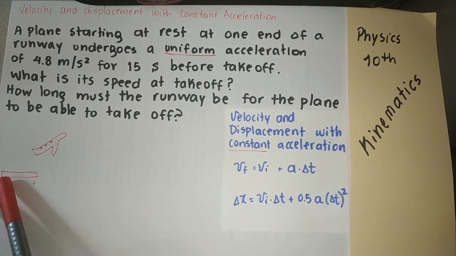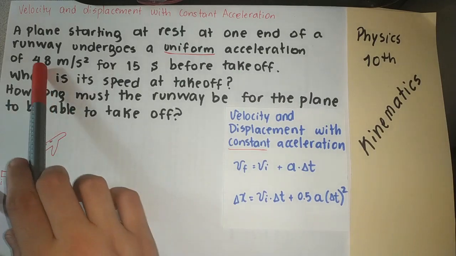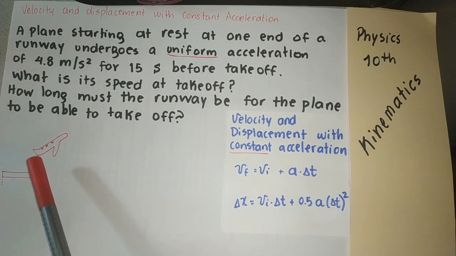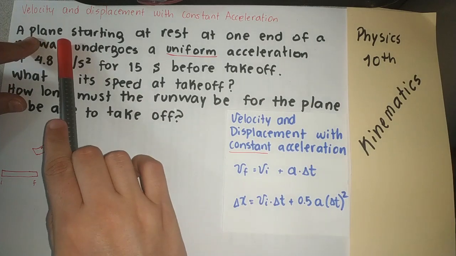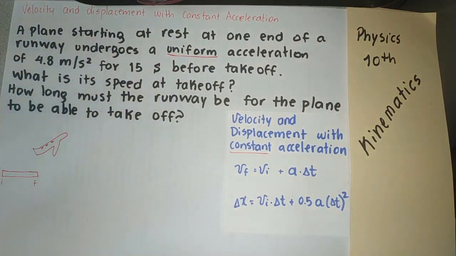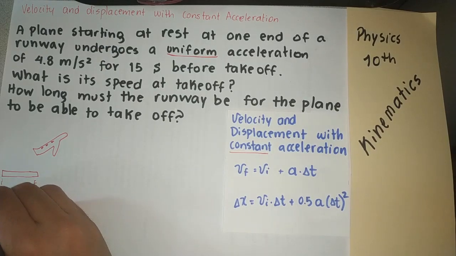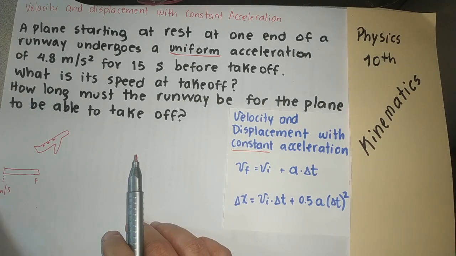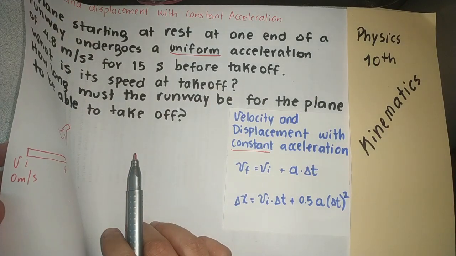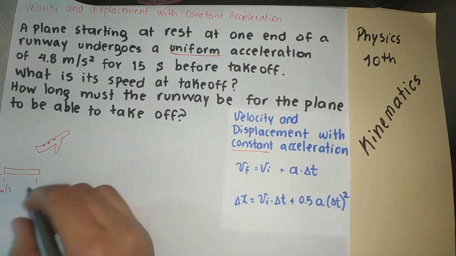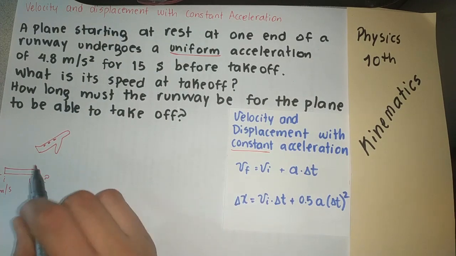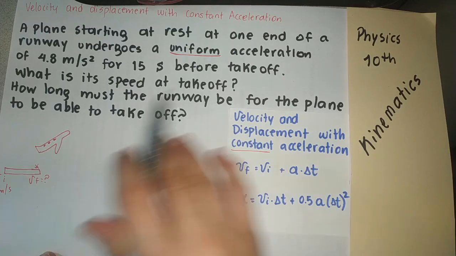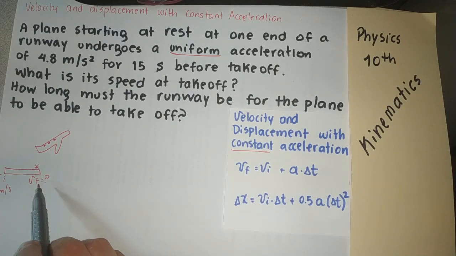Okay, so when it reaches a certain speed, after having this acceleration, now the plane is able to take off. Now, initially, how was the plane? It says starting at rest. That means that its initial velocity is equal to 0 meters per second. Okay, you're not able to see it, but it's right here. 0 meters per second. Now, the final velocity is unknown because it asks what is its speed at takeoff. In this moment, right here, the plane starts to take off. So we need to know the velocity at this point.